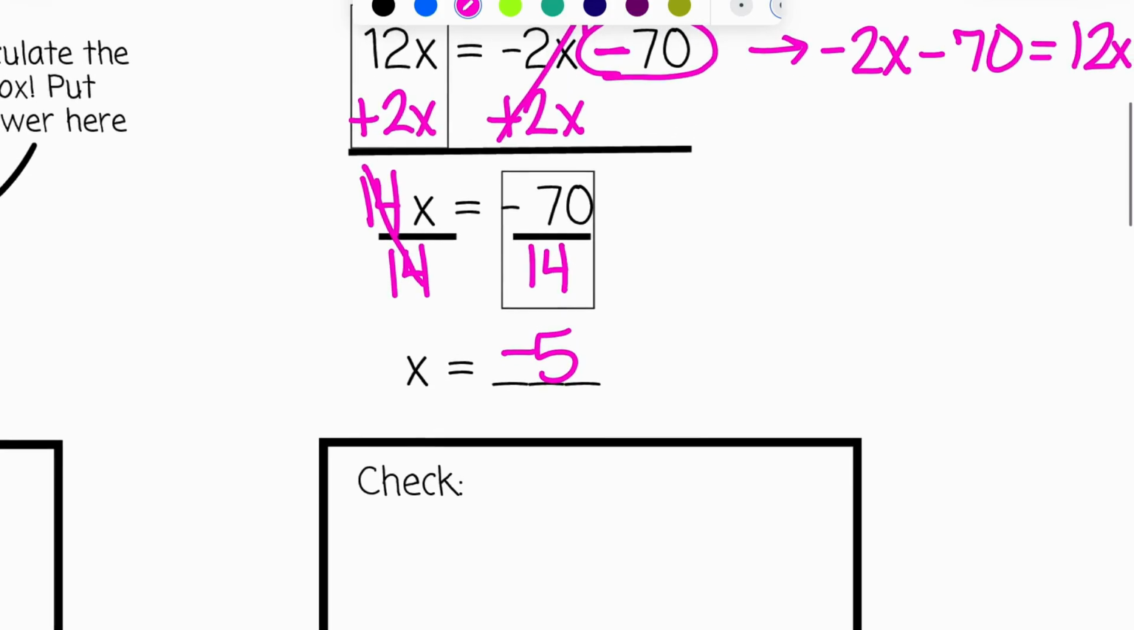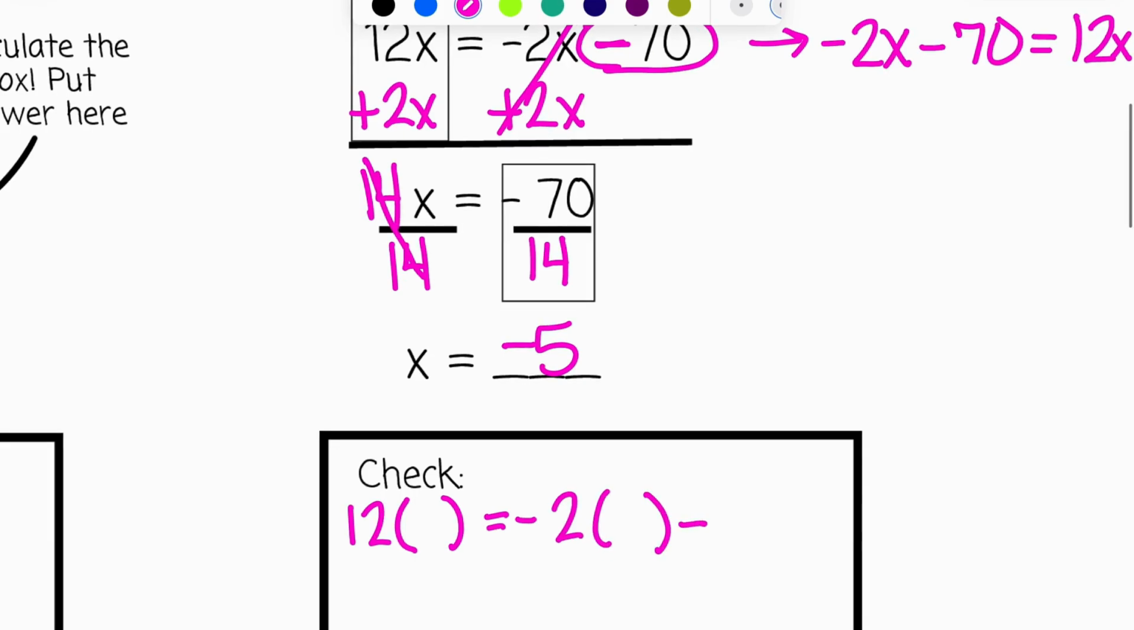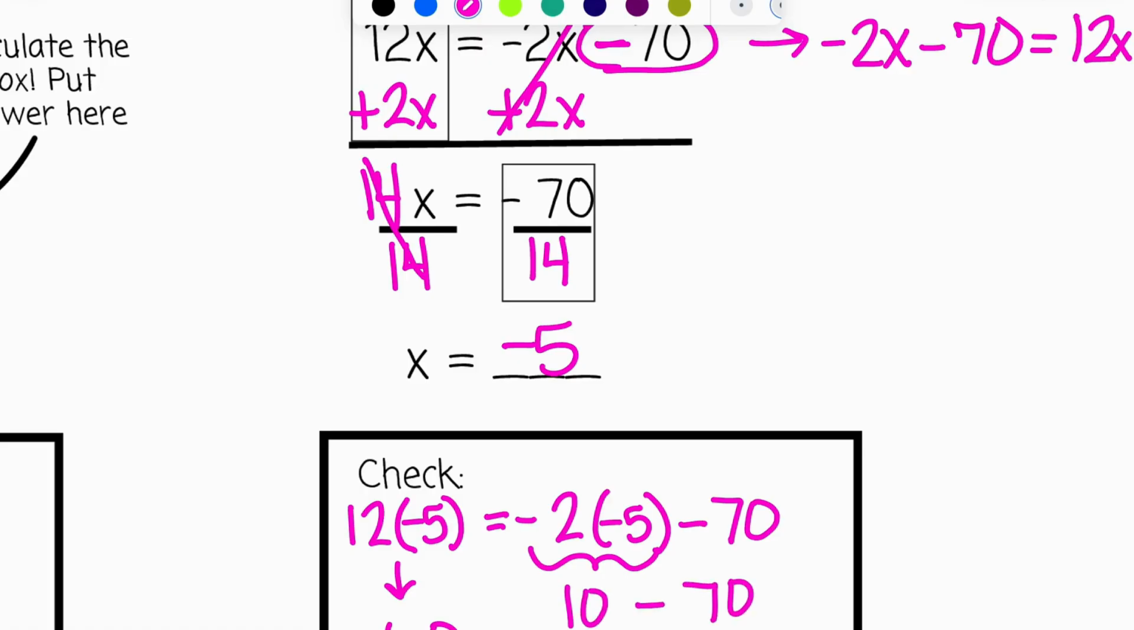All right, let's check it. Rewrite your original equation. And everywhere where there was an x, I'm going to put in a negative 5. Okay? Start right here on the left. 12 times negative 5 is negative 60. All right, let's check the right side. Negative 2 times negative 5 is 10. And then 10 minus 70 is negative 60. Since these matched, I know I got the answer correct.